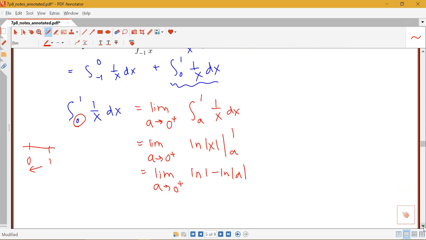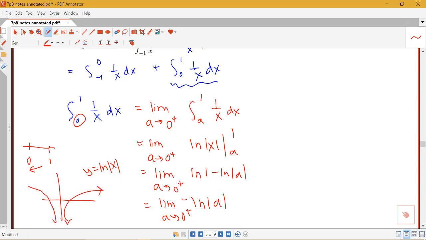We don't know that log of 1 is 0, so I'm really looking at the limit as a goes to 0 from the right of log of the absolute value of a, with a negative sign out in front. So we want to think about our log function. You can simply think about the log function, but if it helps, you could also sketch the graph of log of the absolute value of x, which will be your log function here, but reflected also over the y-axis. That's what log of the absolute value of x is.